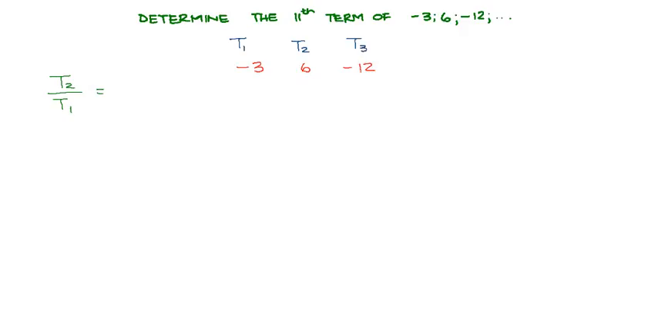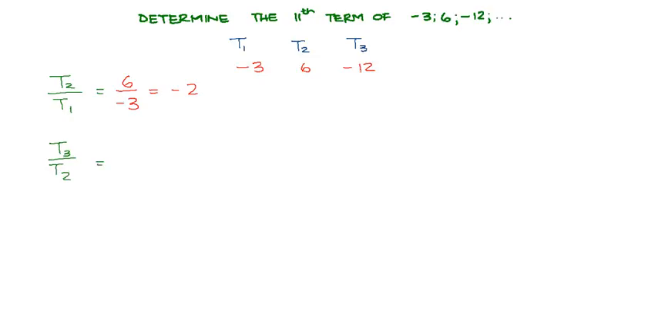Alright, so let's plug in that information. Term 2, which is 6, divided by term 1, which is -3, and that gives us -2. Okay, let's double check that our ratio is constant. And how do we do that? Well, the same way we did this a moment ago, except we're just going to use different terms. This time we're going to say term 3 divided by term 2.